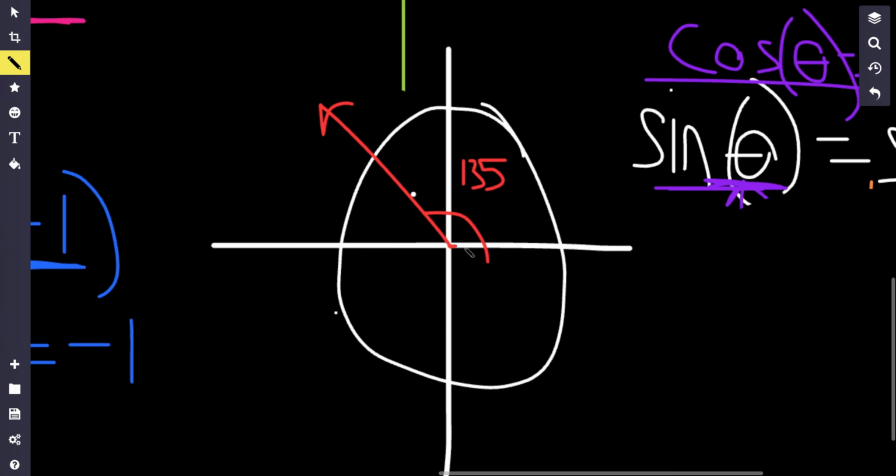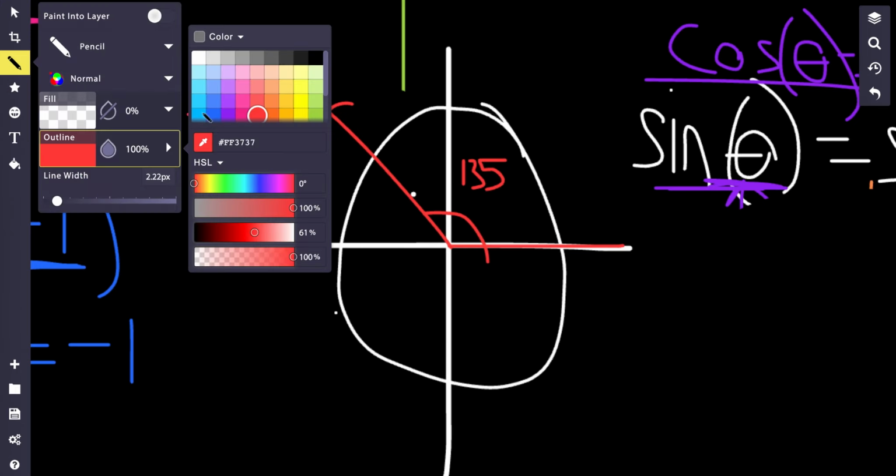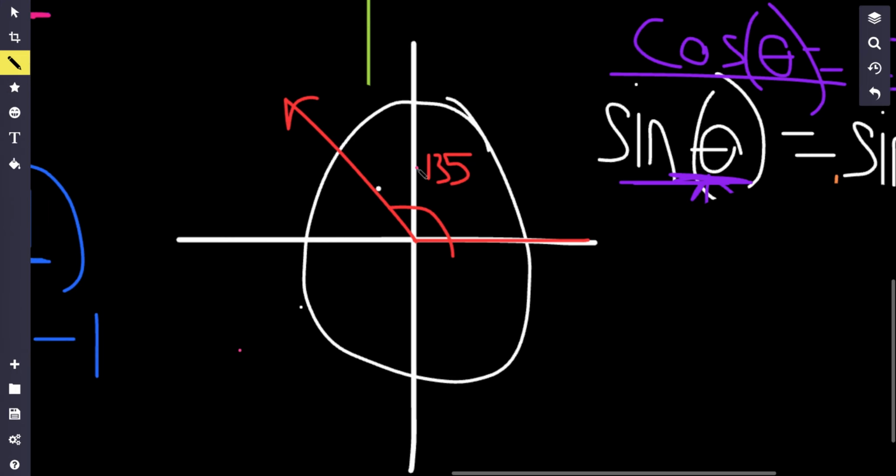Let's do another example. Let's say I created a 135-degree angle. What is the negative part of 135? What is this angle expressed as a negative angle?